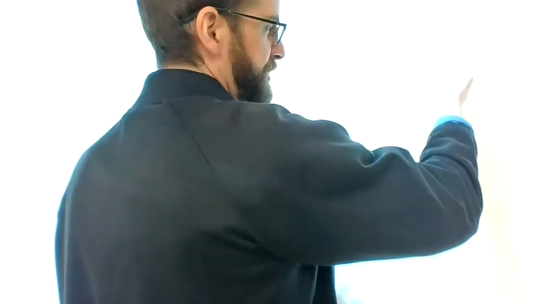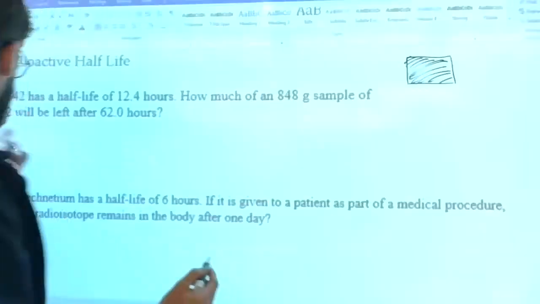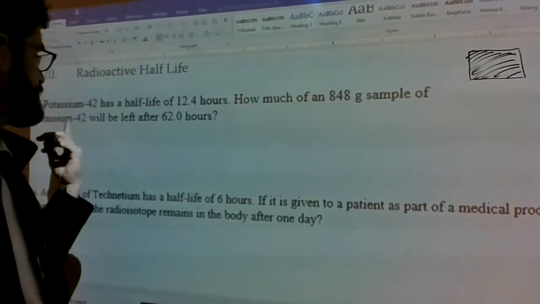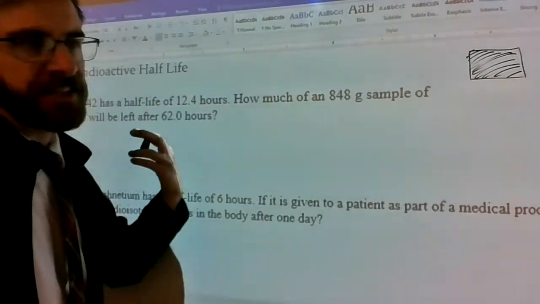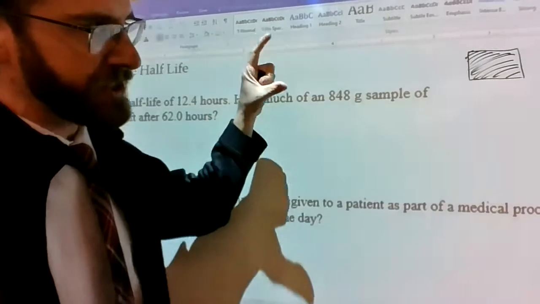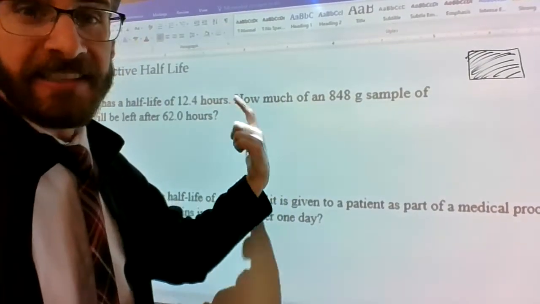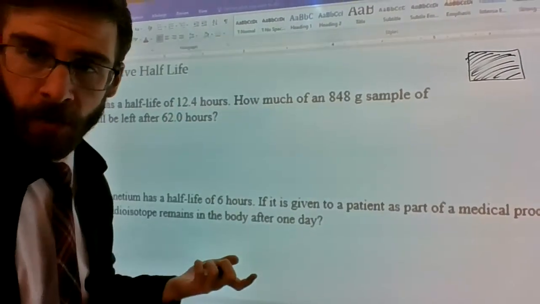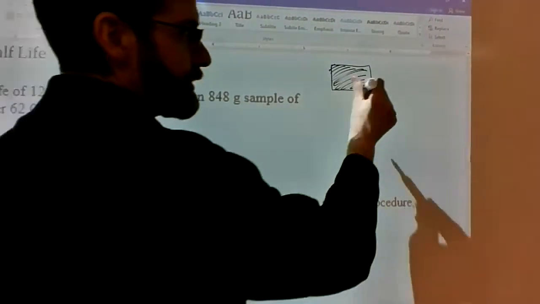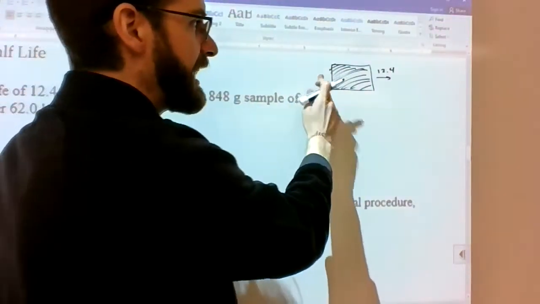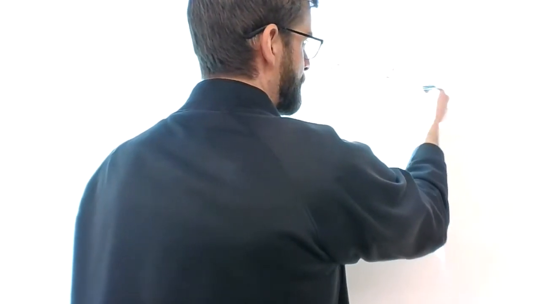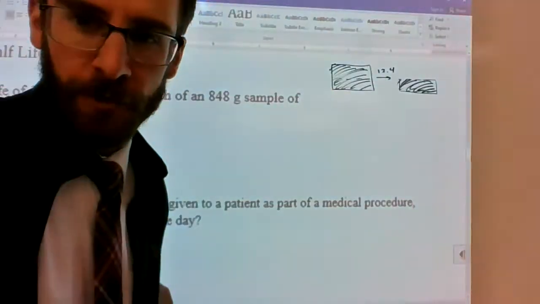Let's say we're talking about a specific substance, okay? In this case, potassium 42. It's a substance that basically starts to disappear as it decays. All right? And if somebody says it's got a half-life of 12.4 hours, what that means is in 12.4 hours, this block of material has reduced to half its size. And this is how much is left over.